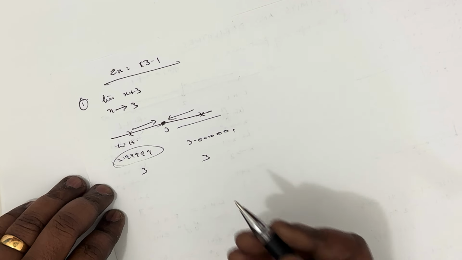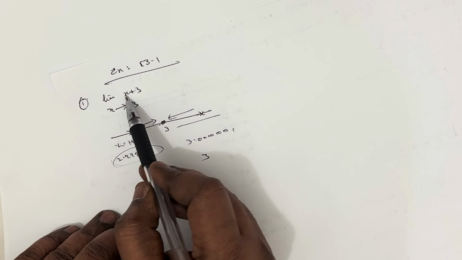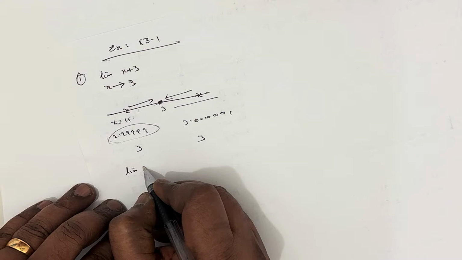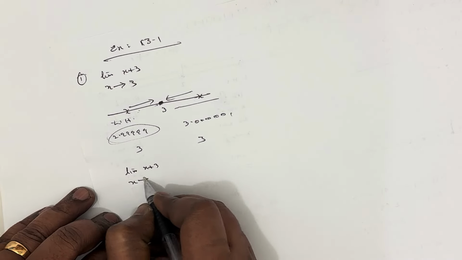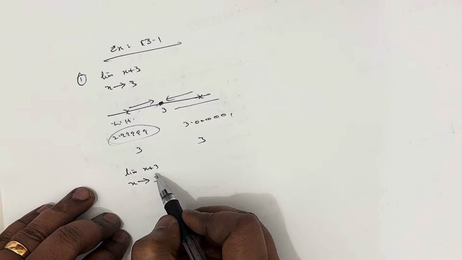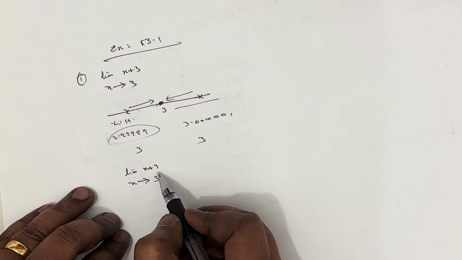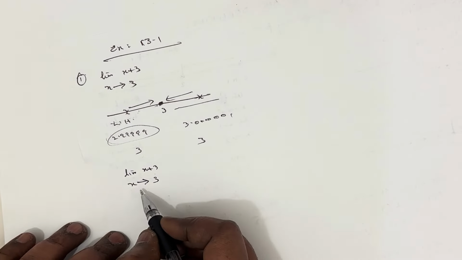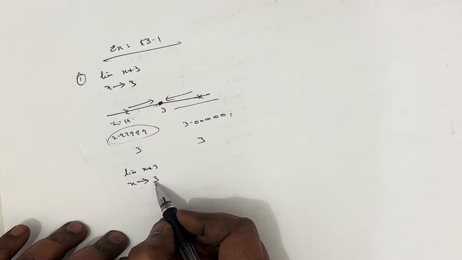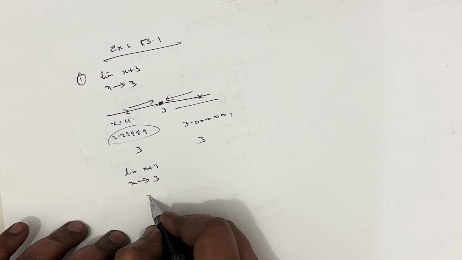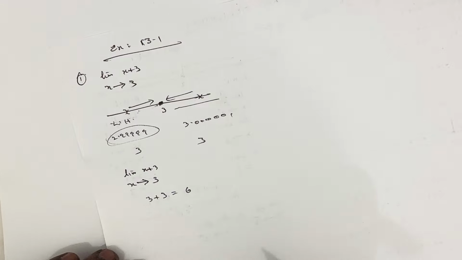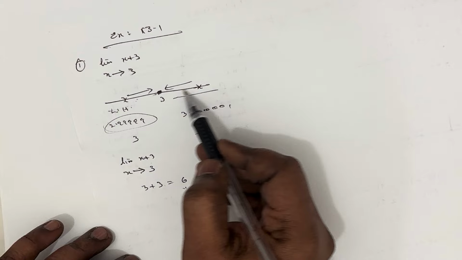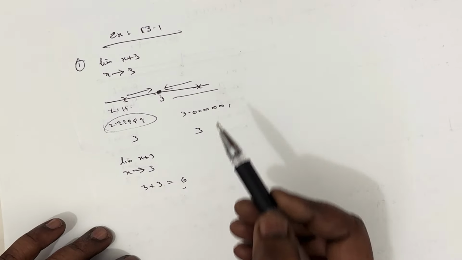So putting this value in the function, the limit of the function x plus 3 as x is approaching 3. We're not mentioning any symbol here, negative or positive, which indicates that this is approaching from both sides. As x is approaching 3, the limit of the function will be 3 plus 3, which is equal to 6. This is the limit of the function when x is approaching 3. That's it.